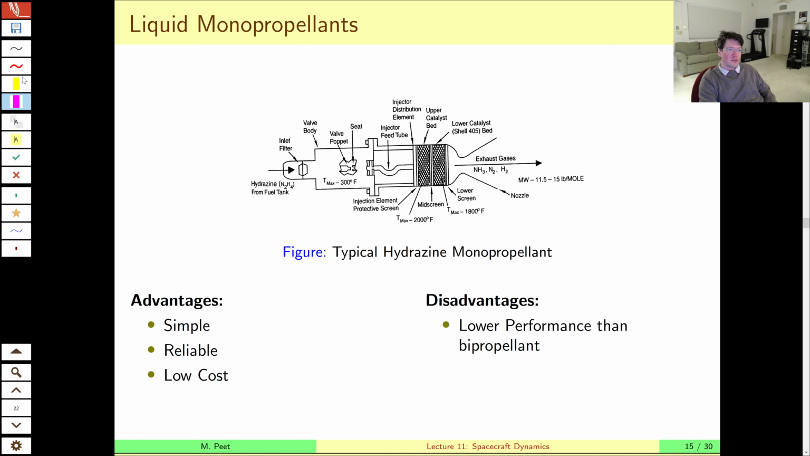Next on our list of rockets to go over is the liquid monopropellants. There are liquid monopropellants and liquid bipropellants. The monopropellants are simpler to some extent, safer, with fewer moving parts, and less explosive. Liquid monopropellants actually work through catalytic decomposition, right?